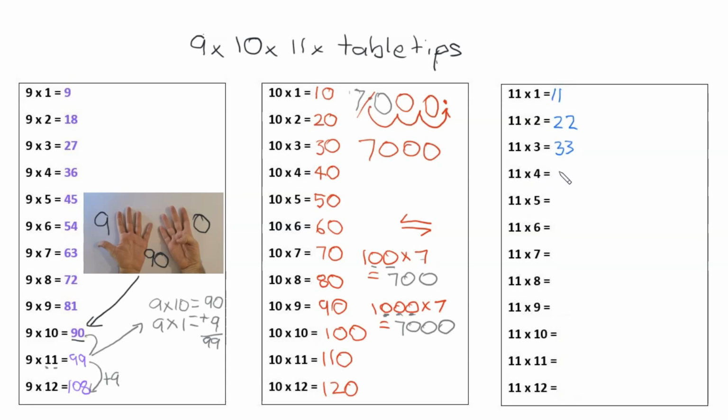11 times 4, 4, 4, so it's 44. 11 times 5, 5, 5, 55. 11 times 6, write it twice. 6, 6, 66. 11 times 7, 7, 7, 77. 11 times 8, 8, 8, 88. 11 times 9, 9, 9, 99. Let's just stop there for a minute.